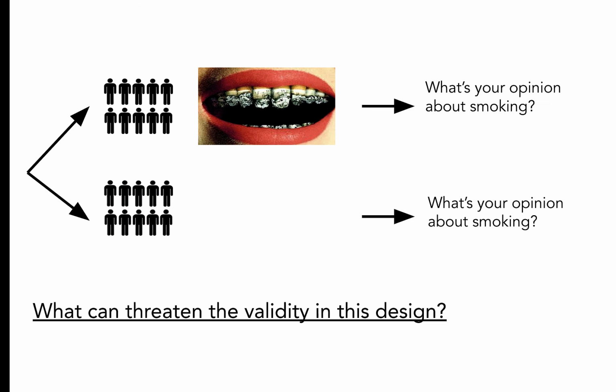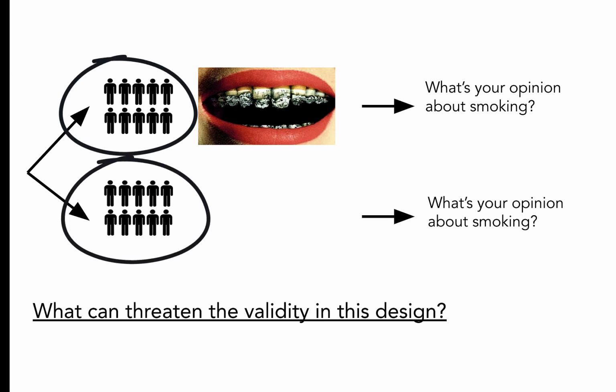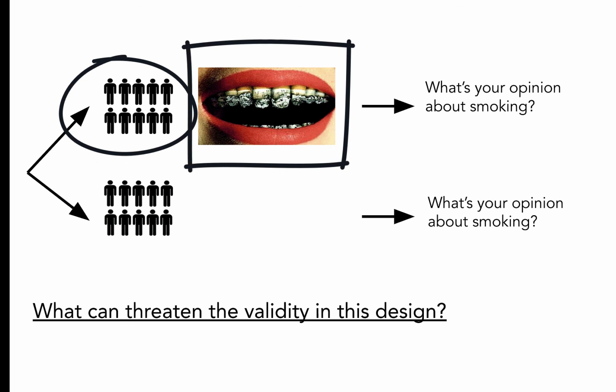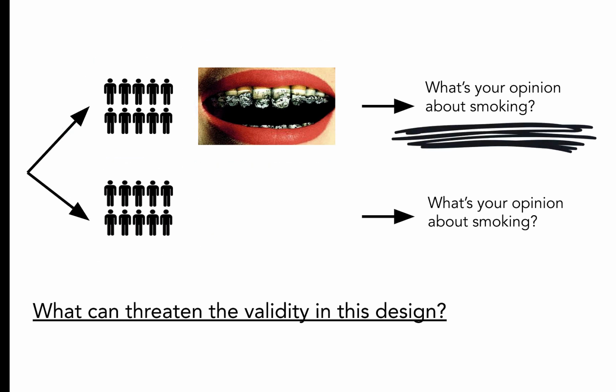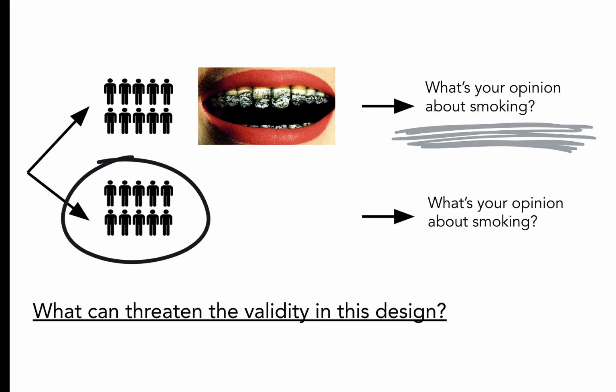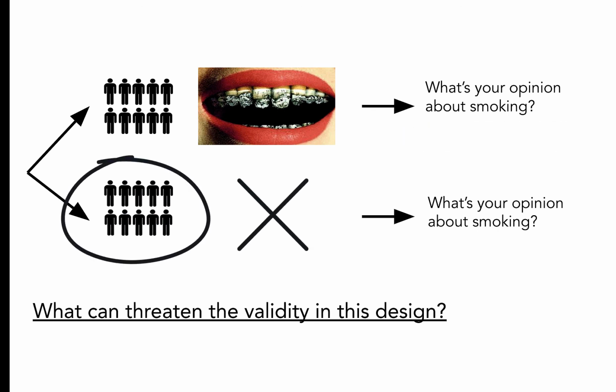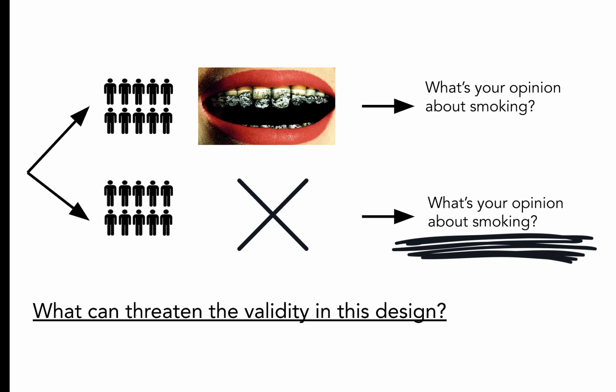You could visualize the experiment as follows. You have two conditions, the experimental condition and the control condition. The experimental condition is exposed to a PSA, an anti-smoking campaign, and subsequently asked, what is your opinion about smoking? The control condition is not exposed to this anti-smoking ad, but is also asked, what is your opinion about smoking?